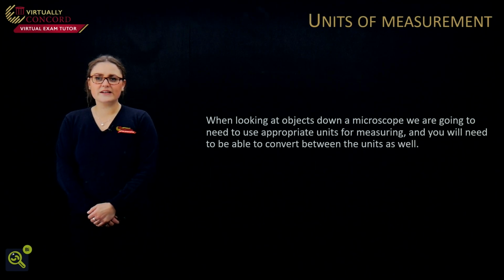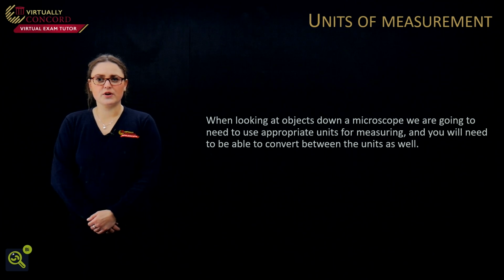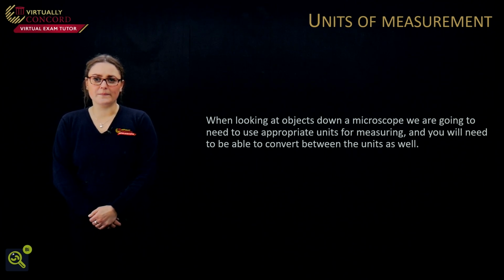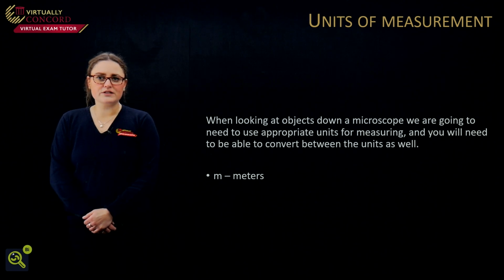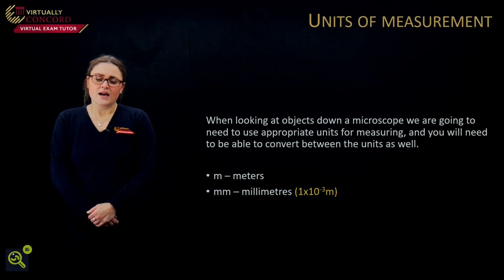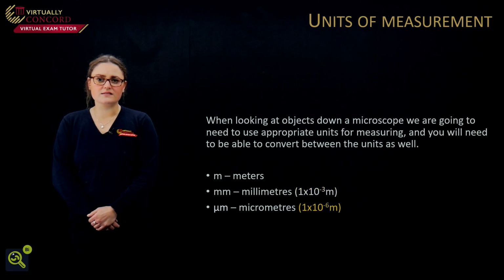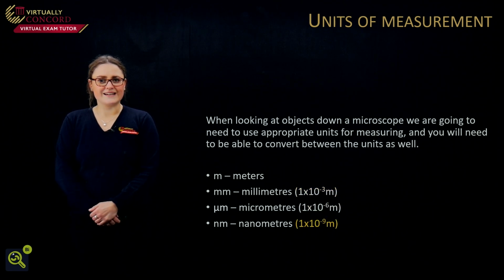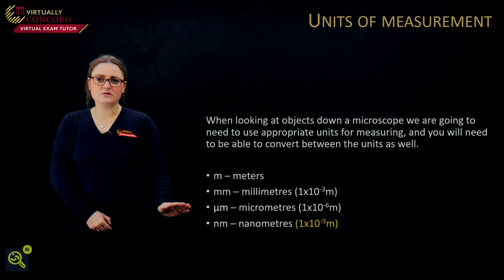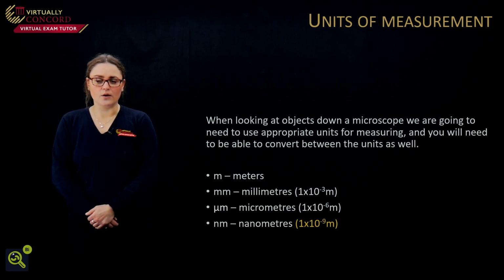The next thing that you need to be able to do when it comes to the microscope is convert between different units. These are really important when it comes to measuring, and you'll need to make sure that you are using the appropriate units for the size of the image or the object. Now, you may have heard of meters. These are probably going to be too big for measuring your cells. Next, we have millimeters. Sometimes these are also too big for measuring cells. Then we have micrometers and nanometers. Okay, so these ones here you may be less familiar with.